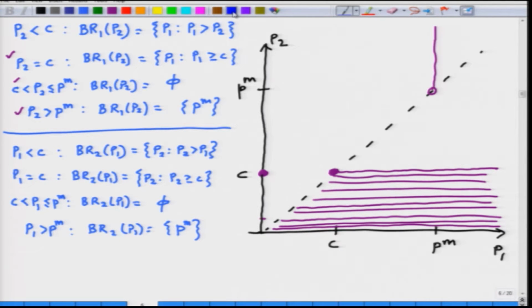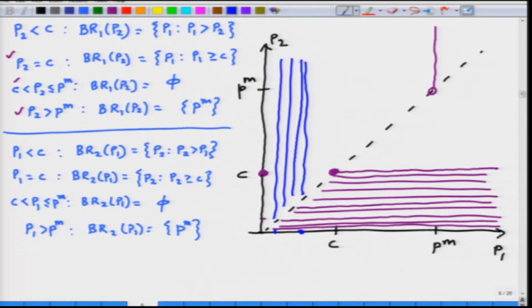Now, if I look at firm 2, for any price P1 less than C. So, let us say firm 1 chooses a price which is here, firm 2 wants to choose a price which is greater than the price chosen by firm 1. So, any price which is greater than this price would do, right. It does not include the 45-degree line, but any of those prices are fine. So, if firm 1 chooses a price which is here, firm 2's best response is to choose a price which is here. This is the best response for firm 2 for any of those prices chosen by firm 1.